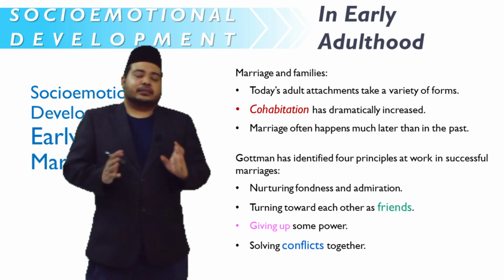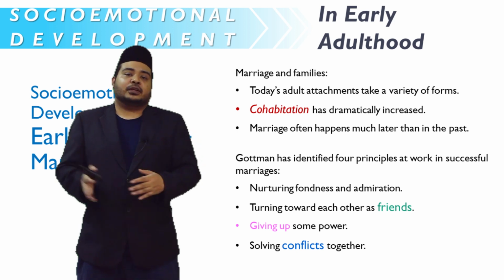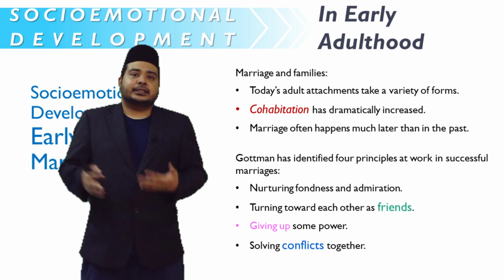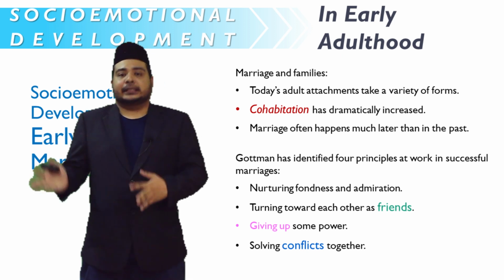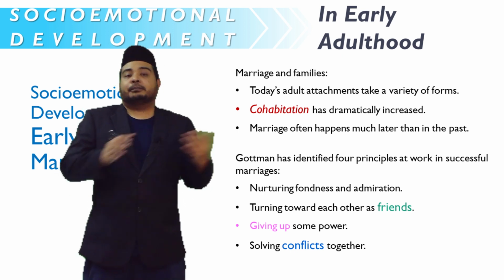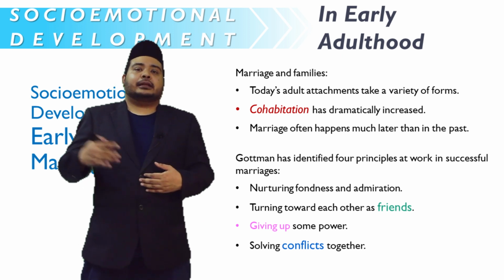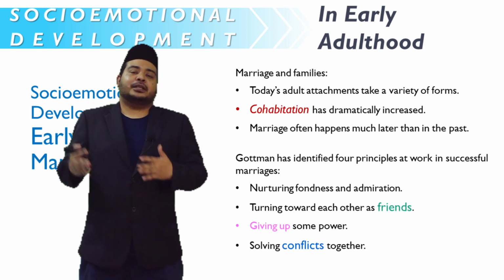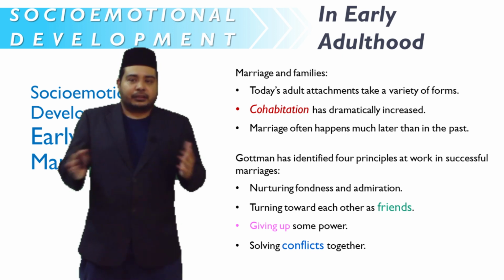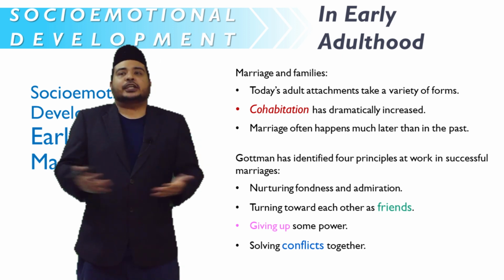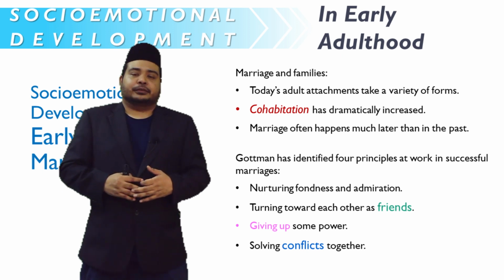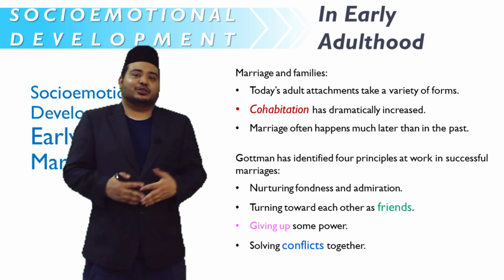From a psychological perspective, we call this phenomenon cohabitation. They live together, and this trend is increasing in other cultures. Marriage often happens much later compared to in the past. So people are getting married later. Even cohabiting partners live together, share everything, and have children, but sometimes they decide to get married later in life. Why? We leave that to them.